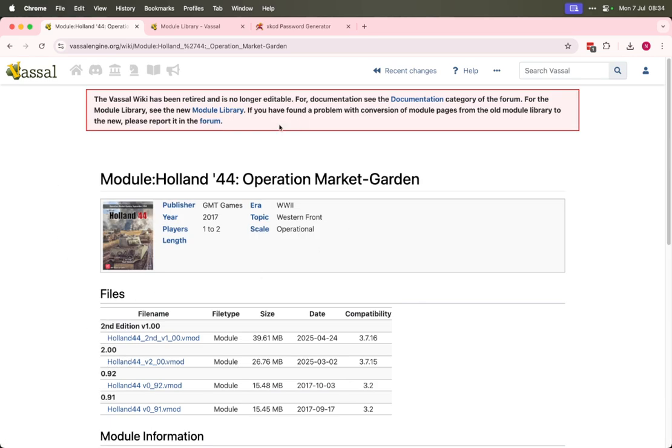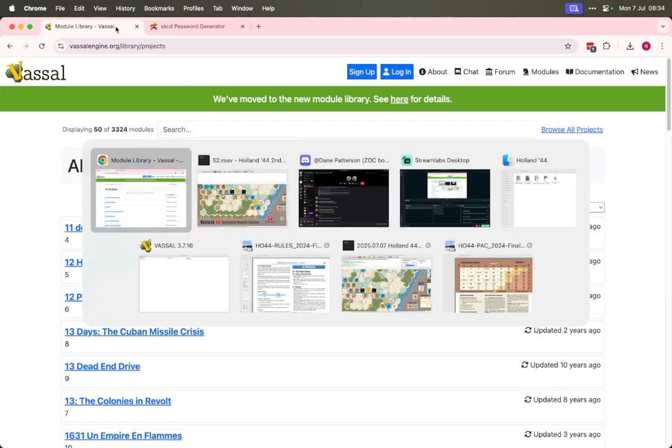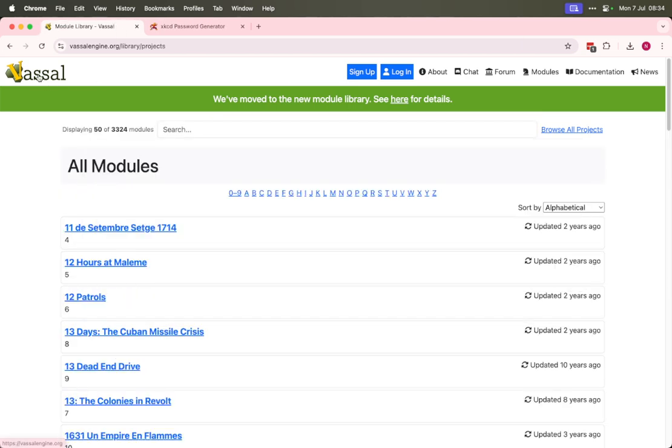It's confusing that they have the deprecated page for the modules. Okay. All right, I'm installing it now.